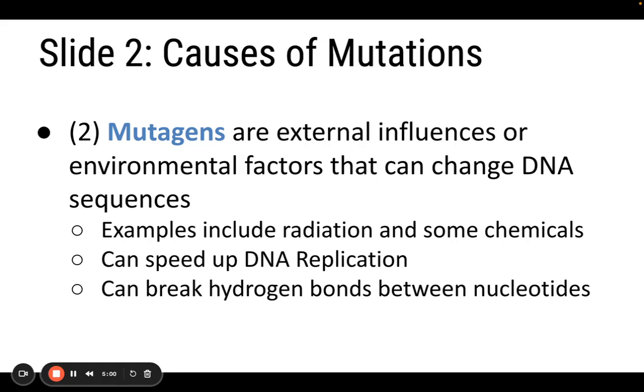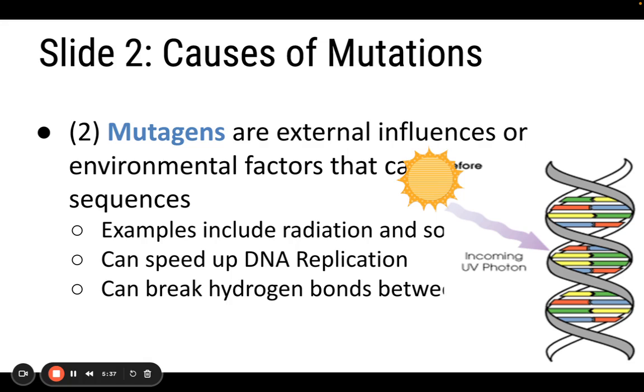Mutagens are external influences or environmental factors that can change DNA sequences. There are some things that we know affect the structure of DNA. In the process of affecting the structure, they can weaken bonds between nucleotides or bases, and in that case can add nucleotides or delete them from the sequence. Radiation is an example, along with some chemicals like asbestos or nicotine, which have been known to affect DNA sequences in replication. Some of these mutagens can speed up the process of replication, which increases the chance that if mistakes are made, they are not caught. This also causes cells to reproduce more quickly than they should.